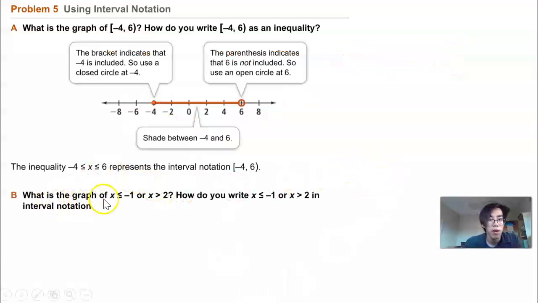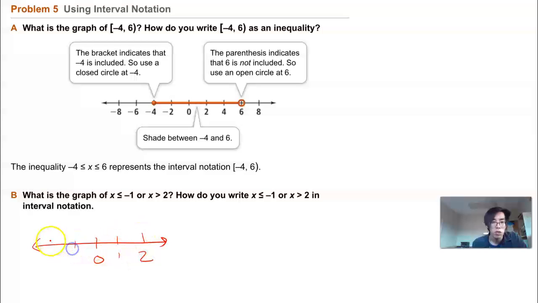Now, let's look at this one right here. What is the graph of x is less than or equal to negative 1 or x is greater than 2? Then how do I write this in interval notation? So now it's given to me in inequality form, so let's just put it on a graph. Okay, let's put 0, 1, 2, and then on this side, 1 and 2.